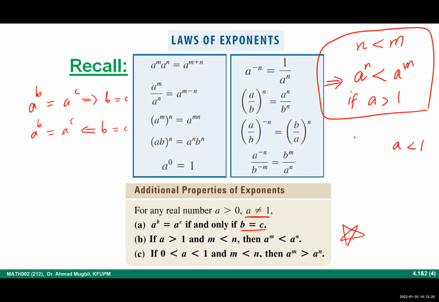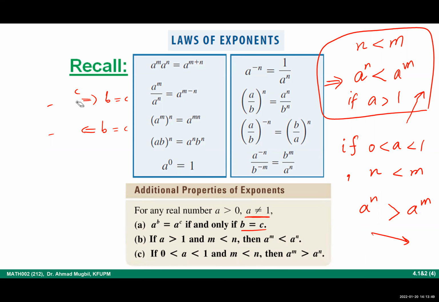So if a is between 0 and 1, and n is less than m, what will happen to a to the power n and a to the power m? Are they still less than? Unfortunately, the sign of the inequality will be reversed. It will be greater than. Indeed, this is an increasing function, and this is a decreasing function. We will see that later. Let's take an example, it will be more clear for you, Shabab. This fact is mentioned here.